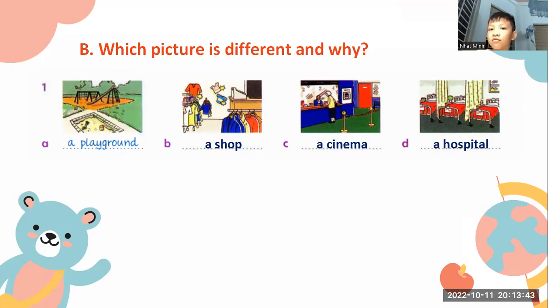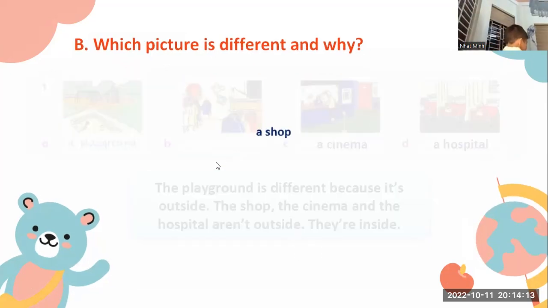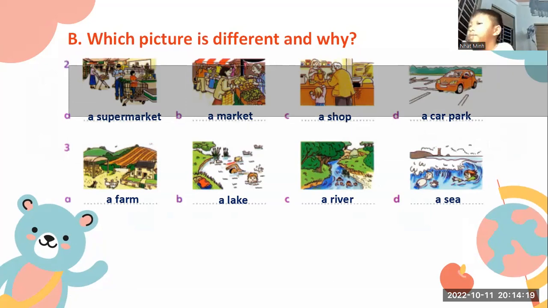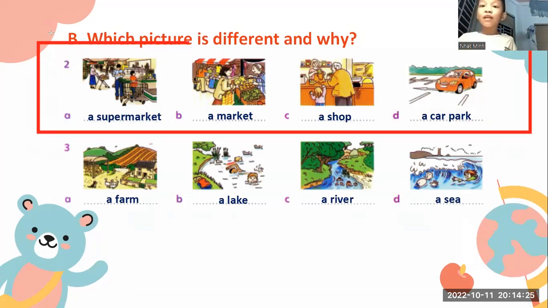It's a playground. Why? Because a shop, a cinema, and a hospital can fly up. Okay, very good. Yes, that is correct. But the other answer is also the playground is different because it is outside. The shop, the cinema, and the hospital aren't outside. They are inside. Yes, it's okay, Min. So what about picture B? We have a supermarket, a market, a shop, and a car park. Which picture here is different and why?